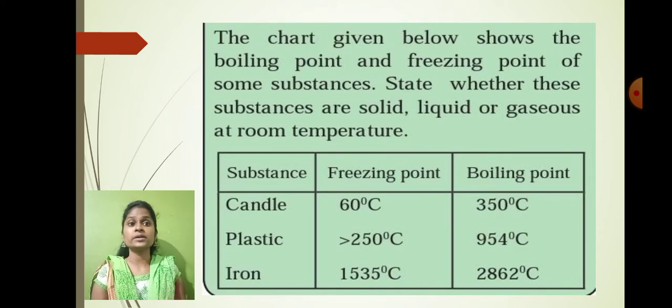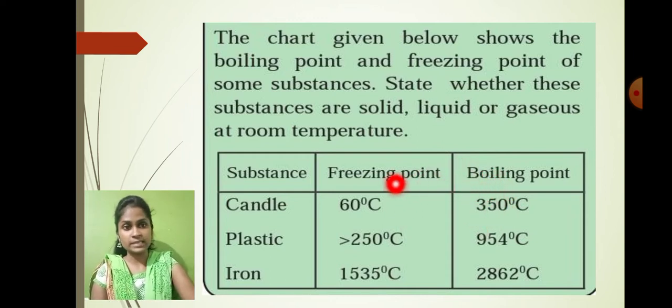So likewise students, you can see that over here in this chart below, I have shown the boiling point and the freezing point of the different substances. Depending upon the melting point and the freezing point, we can decide whether substances are solid, liquid or gaseous at room temperature. So here you can see, students, the candle. The first column gives substances. The second column provides the freezing point, and the third column provides the boiling point.